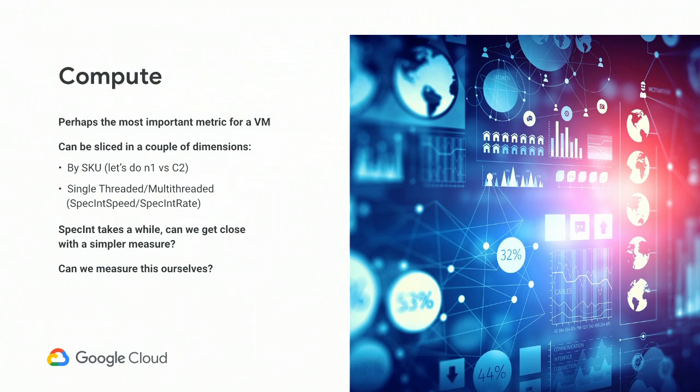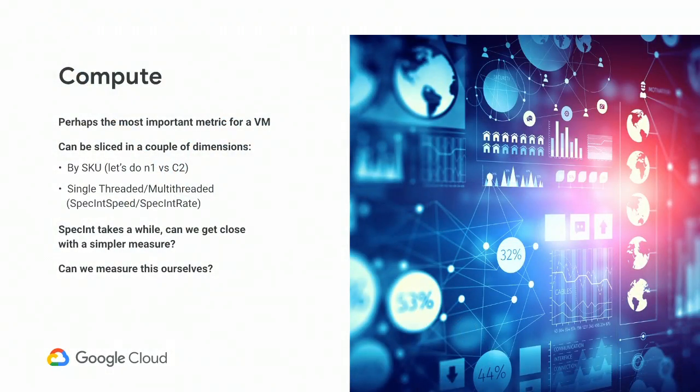All righty. So compute. Well, this is what you do with VMs generally, so incredibly important. It varies on a couple of dimensions. It varies on SKU. We're going to try N1 versus C2 and see if the C2 is any better. There's also single-threaded versus multi-threaded. This corresponds to SPECint speed versus SPECint rate. SPECint rate is almost certainly, in almost all cases, much more important, but there are a few fringe cases where SPECint speed is more important. Also, the C2 is even better at single-threaded, so I'm going to bring it up, of course. I'm trying to sell my C2s.